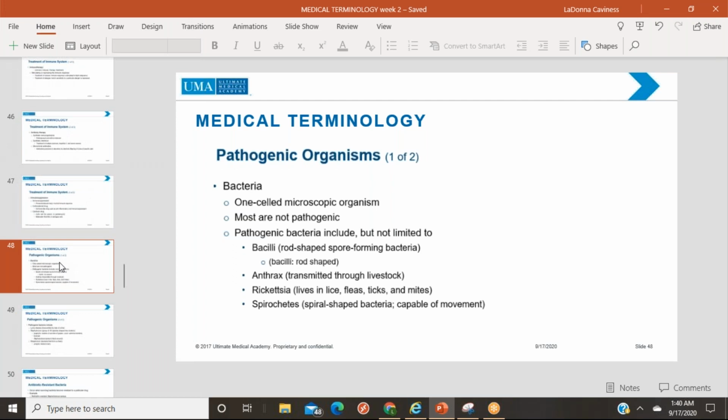Bacteria, one-celled microscopic organisms. Most are not pathogenic. Pathogenic bacteria includes, but is not limited to, bacilli, rod-shaped spore-forming bacteria. Anthrax, transmitted through livestock. Rickettsia lives in lice, fleas, ticks, and mites.